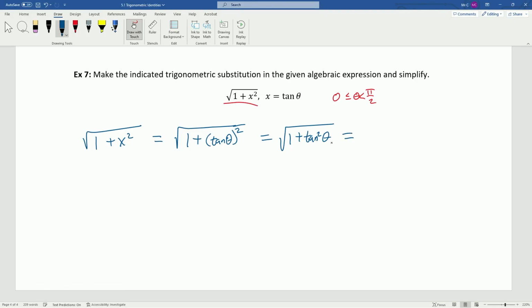Now, 1 plus tangent squared of theta is secant squared of theta. So when I use my Pythagorean identity here, I get the square root of secant squared of theta. Now, since I know that theta is in the first quadrant, I know secant of theta is positive. So when I take the square root of this squared function, I just get this positive secant of theta.